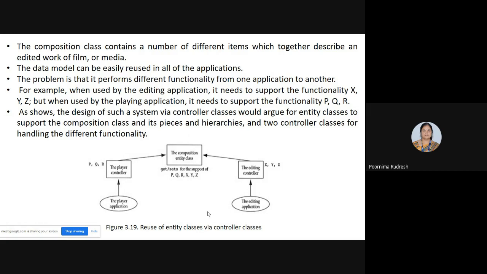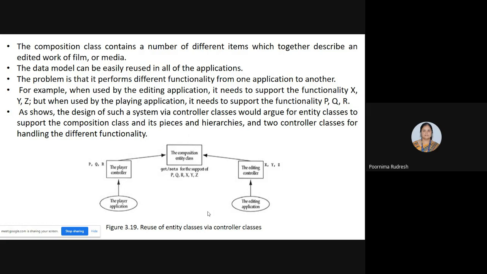We are considering an example of a media application, and we are going to design a media-based framework for a company where that company has many applications that work on an abstraction known as the composition. So here we are considering the media composition, and this composition class consists of a number of different items.